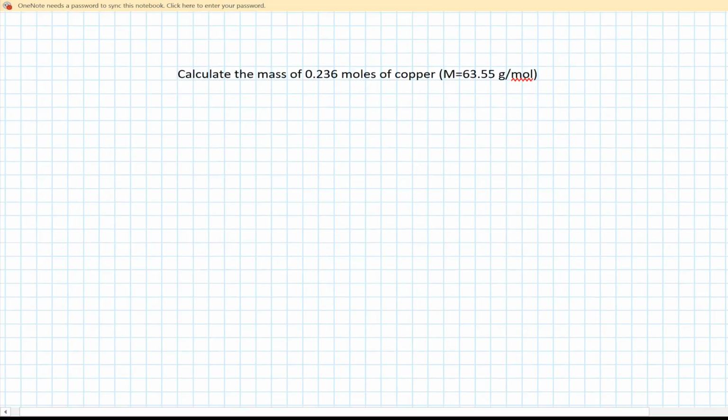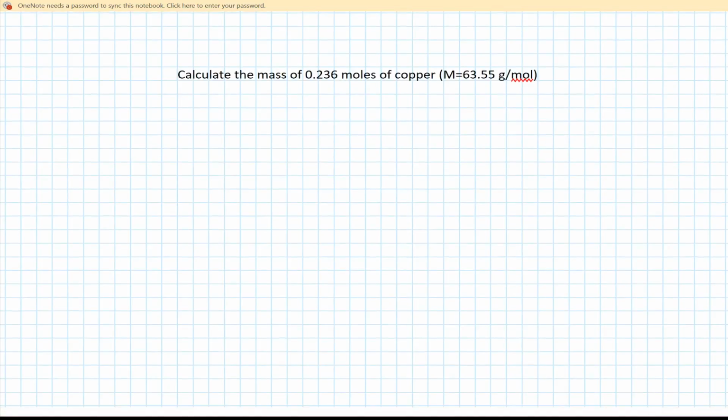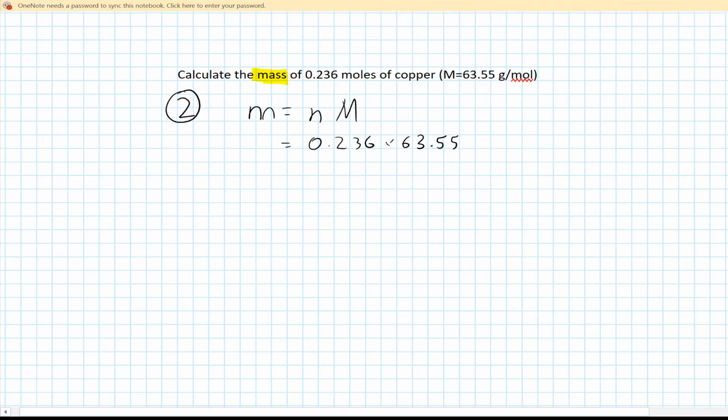Our next example is a little bit different. It asks us to calculate the mass of 0.236 moles of copper. This means we want equation 2. The mass is equal to the number of moles multiplied by the molar mass. So we have 0.236 moles multiplying by 63.55, and our final mass will be exactly 15 grams. So if you want to weigh out 0.236 moles of copper, you need 15 grams.